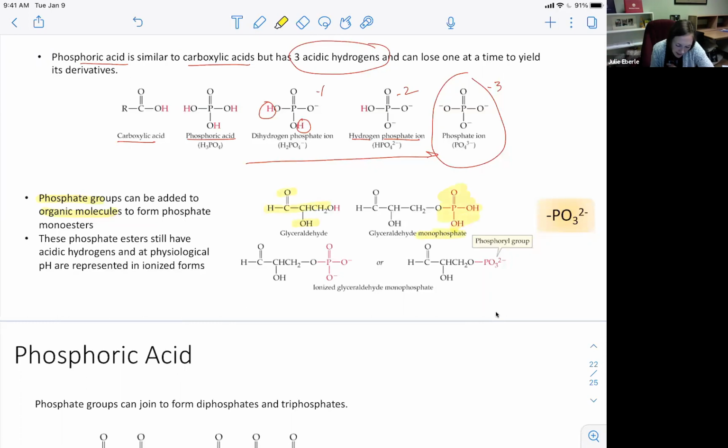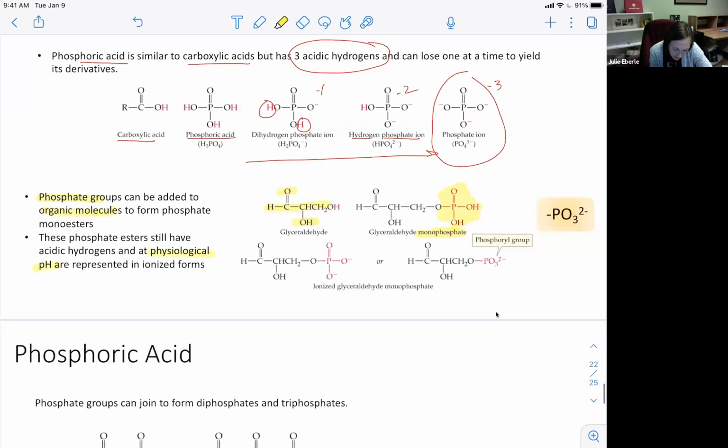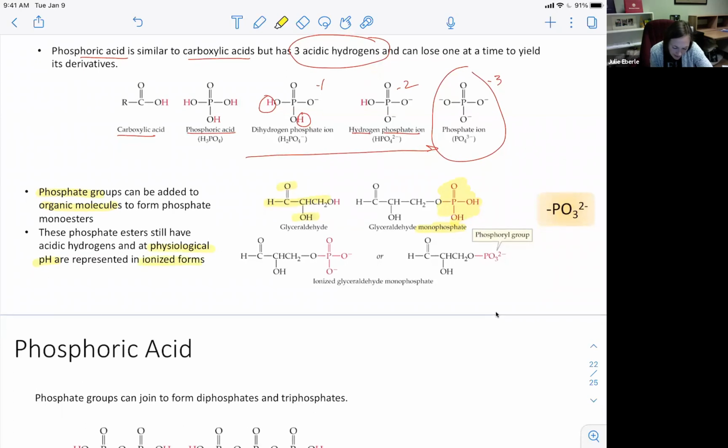And then at physiological pH, these phosphate groups are in their ionized forms. I do want you to know that. At physiological pH, these phosphate groups are in their ionized form. What that means is they have some kind of charge. So in fact, if you just wanted to write at pH 7.4, this is the form that they're in. They're usually charged, -2 charge. Okay.